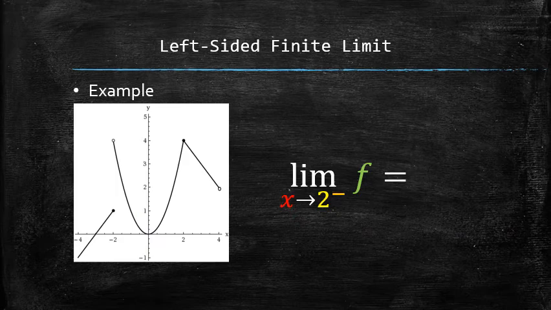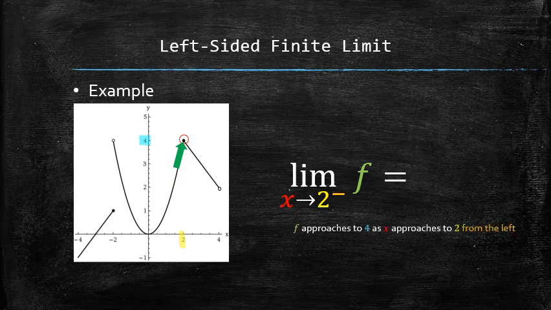To find the limit, we need to determine the value which the function approaches to as x approaches to 2 from the left. It is easy to see that the function approaches 4. In other words, f approaches to 4 as x approaches to 2 from the left. Therefore, the answer is 4. So we found the limit.